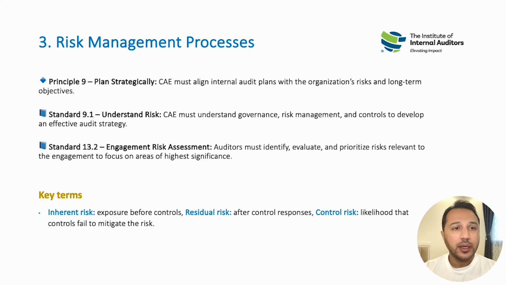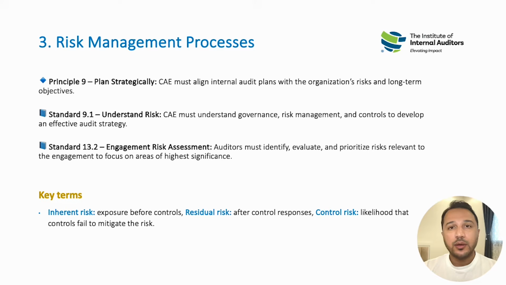So Principle 9 states that the internal audit should systematically plan our audit engagements and link those audit plans with the organizational risk and long-term objectives. Whenever we are preparing our annual audit plan, we see the relevance of those plans to the overall achievement of the organizational objectives, and we assess the risks that can lead the organization to derail from achieving its objectives, and those areas we generally pick in our risk assessment.